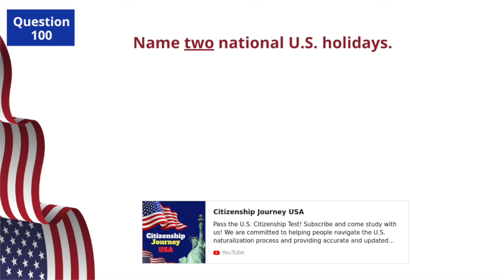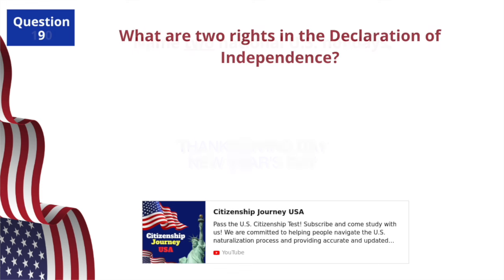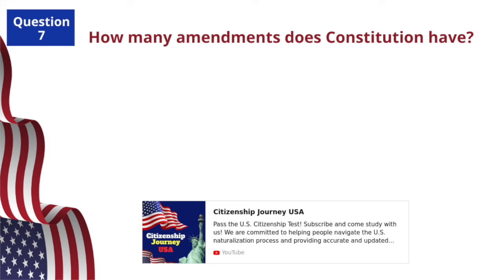Name two national U.S. holidays. New Year's Day. Independence Day. What are two rights in the Declaration of Independence? Life, liberty. How many amendments does the Constitution have? 27.